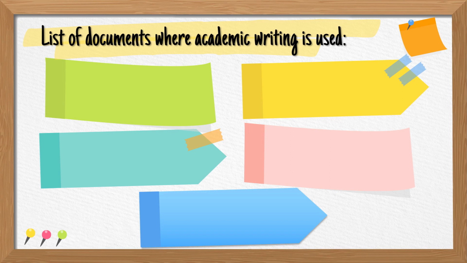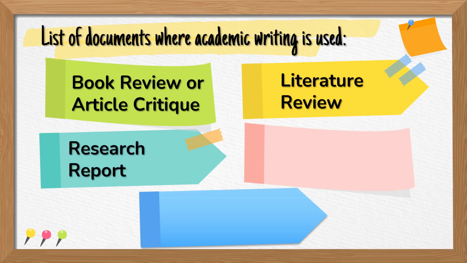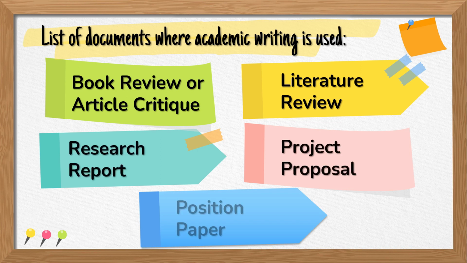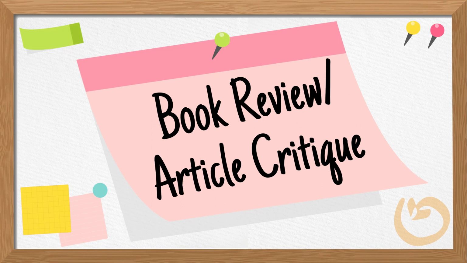So when do we usually do academic writing? The following are the list of documents where academic writing is used, such as book review or article critic, literature review, research report, project proposal, and position paper. We will discuss all of this for 2 weeks. So for this week, we will focus on book review or article critic and literature review. Now, let's discuss this one by one. So let's start with book review or article critic.